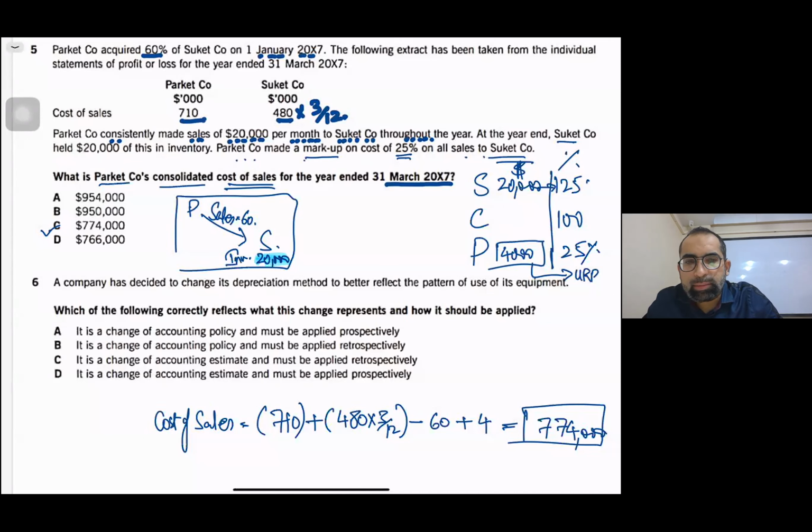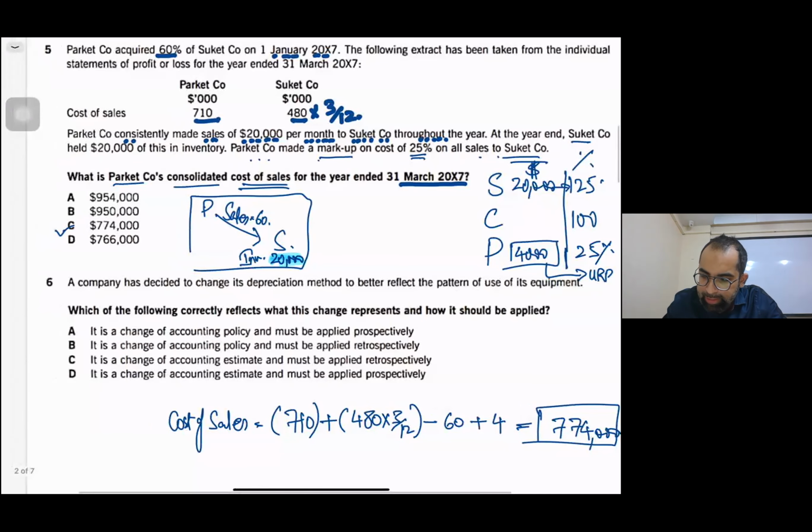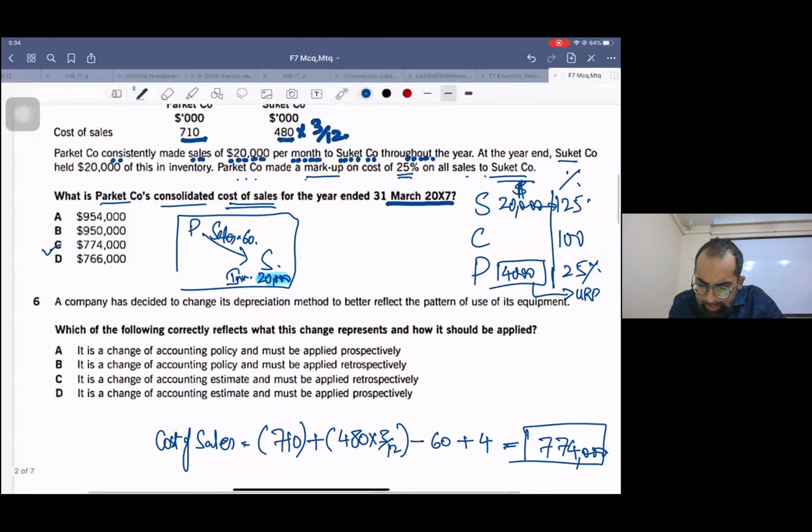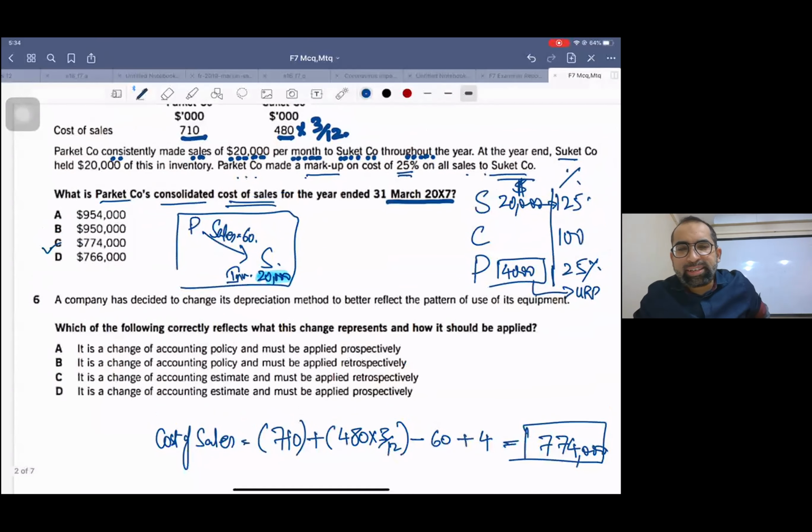Okay. Now there are some free marks. A company has decided to change its depreciation method. You know, depreciation itself is an estimation. So a change in the method of depreciation is basically a change in accounting estimate. And whenever there is a change in accounting estimate, it is always adjusted prospectively. The answer is it is a change in accounting estimate and must be applied prospectively.